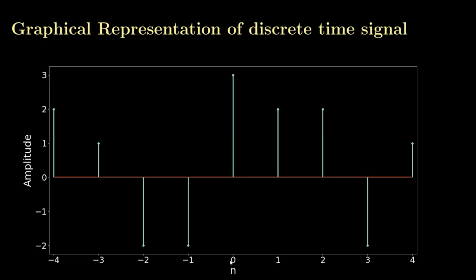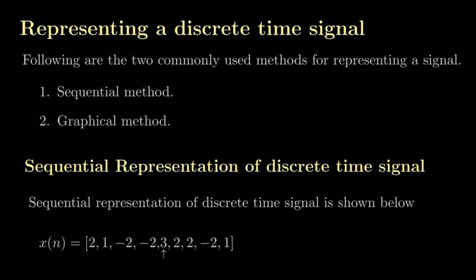Now, let us move to the graphical method. In the graphical method, we represent the same discrete time signal on a graph. This graph contains both negative and positive time points. The values of n range from -4 to +4. This is the same signal we saw in the sequential representation. At n equals 0, the magnitude of the signal is 3. We can confirm this by looking at the plot. At time point 0, the amplitude is 3.